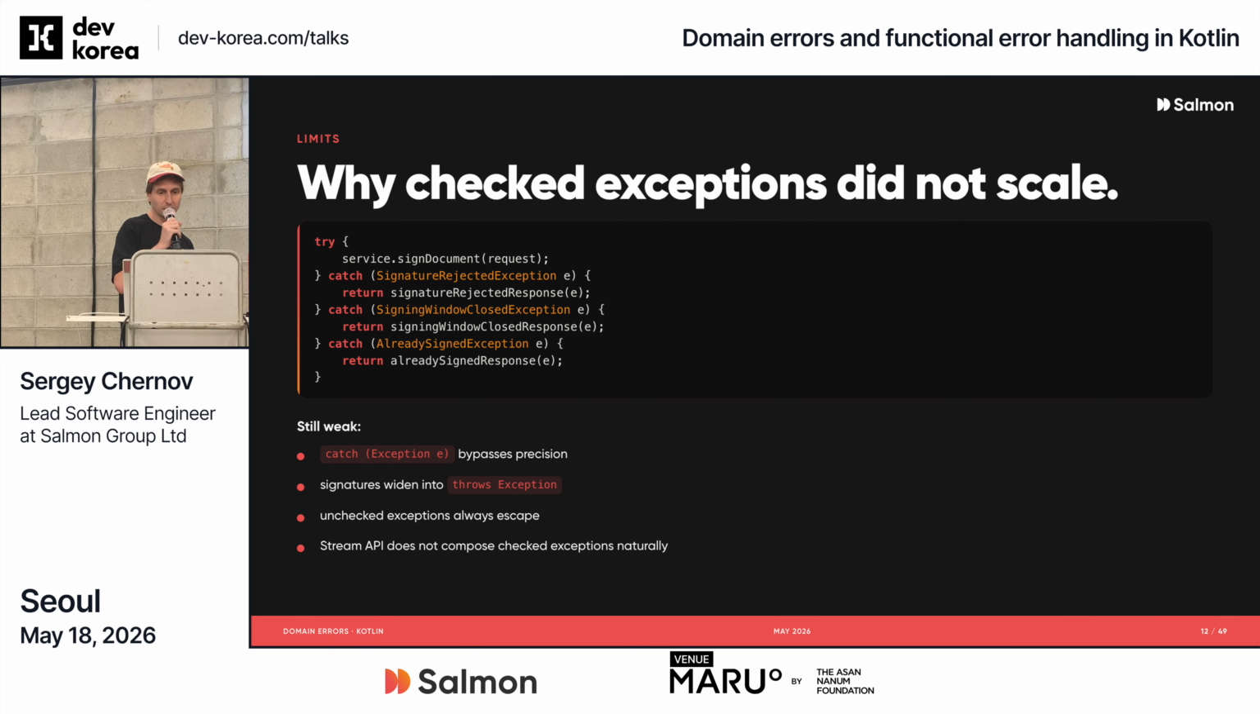But this approach didn't scale well. There are some cases you can just ignore the checked exceptions, and the worst thing is that later Java introduced a stream API which doesn't compose with checked exceptions. So you need to do some sneaky throws, you need to do try catching, and you return back to runtime exceptions, and your compiler will not help you again. So this approach didn't work well, unfortunately.